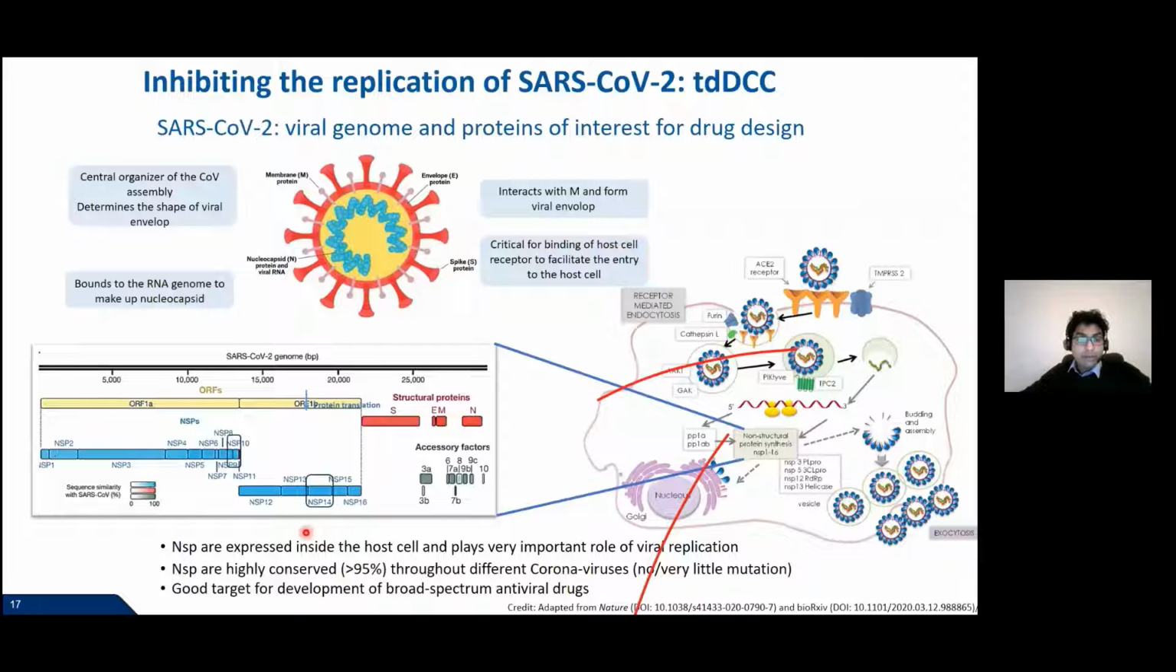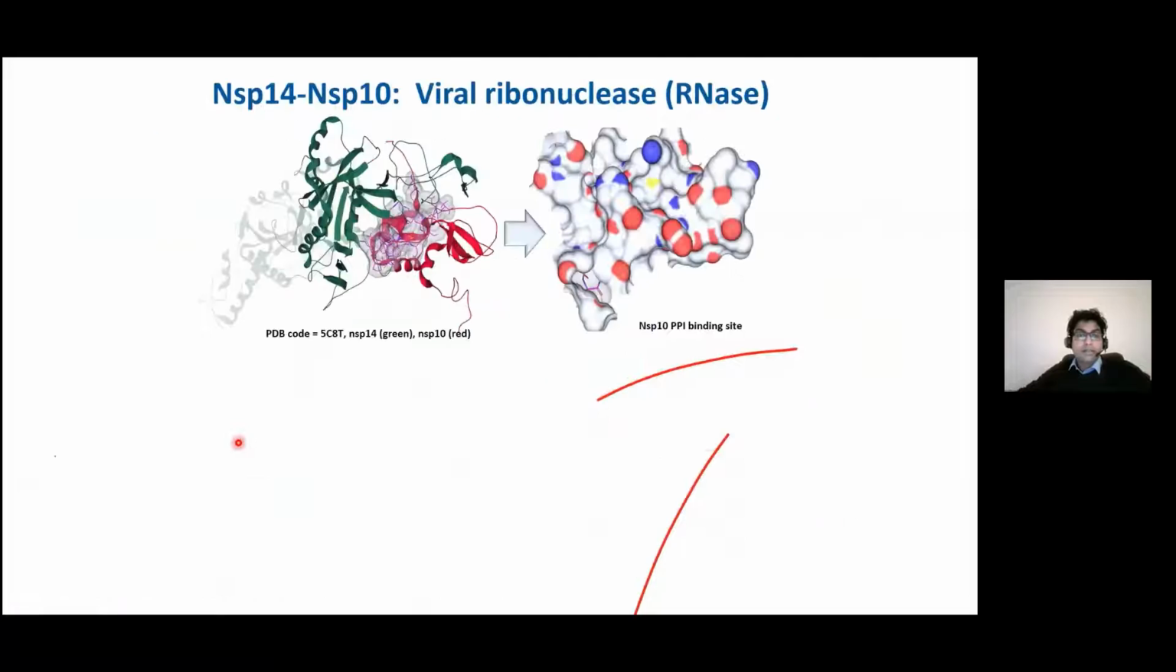I will talk about non-structural protein 14 and number 10. I will talk in detail about their function, and now you will know what biological targets and proteins I'm talking about, right? So this is how the protein looks. In green, this is Nsp12. Nsp is non-structural protein. And in red, there is Nsp10. So this is a complex of Nsp10 and 14.